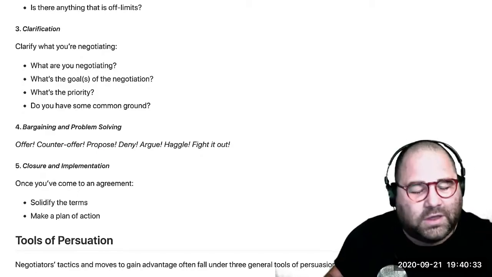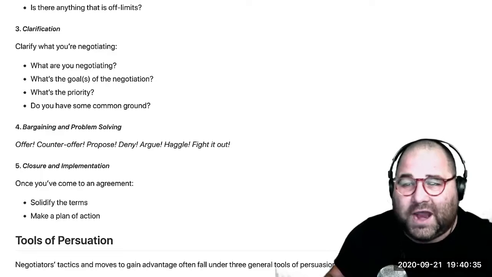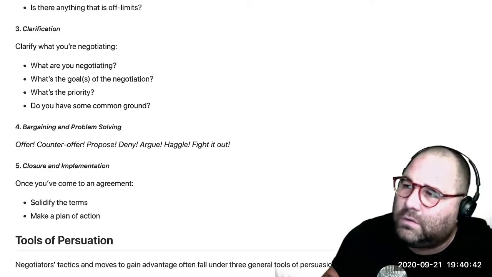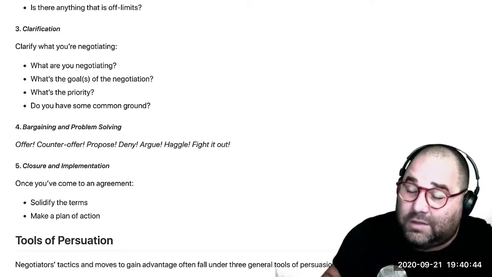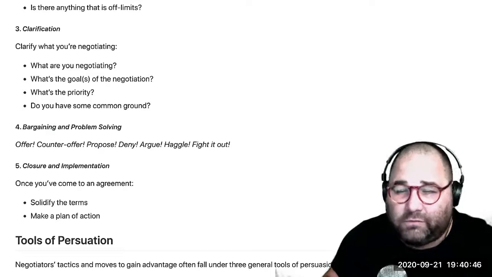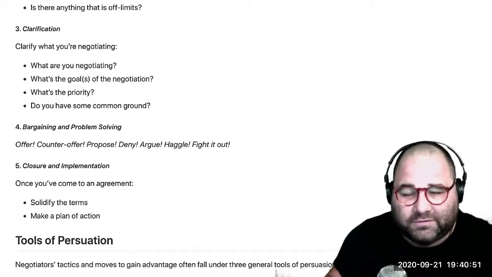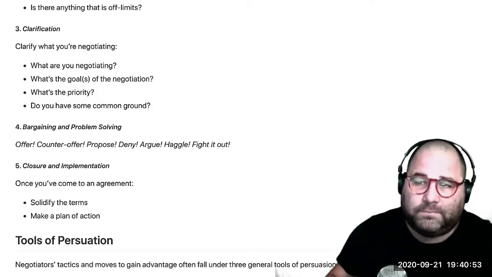You go into this really complex negotiation with someone, neither of you write it down, and you're so tired and you just leave the room. And then 3 days later, you're like, wait, what did we agree to? What are we doing? And then you end up negotiating again because neither of you remember. So closure and implementation, when you've come to an agreement, solidify the terms, make a plan for action.